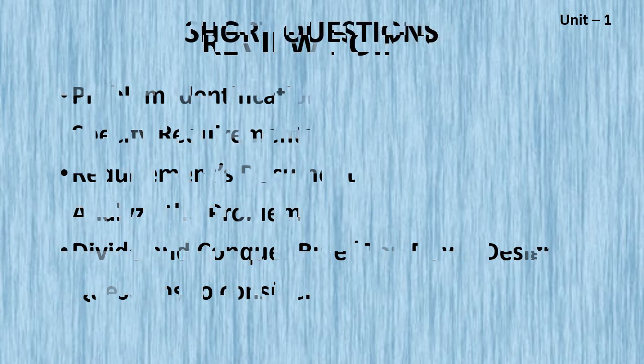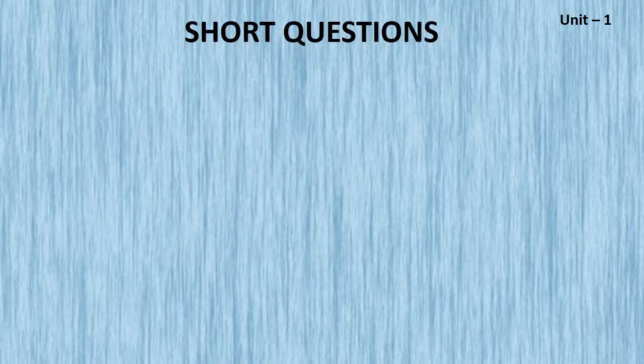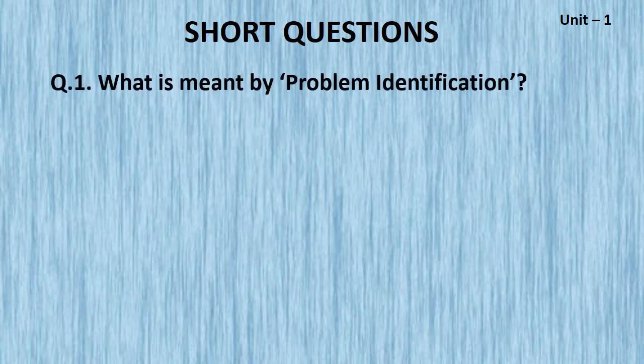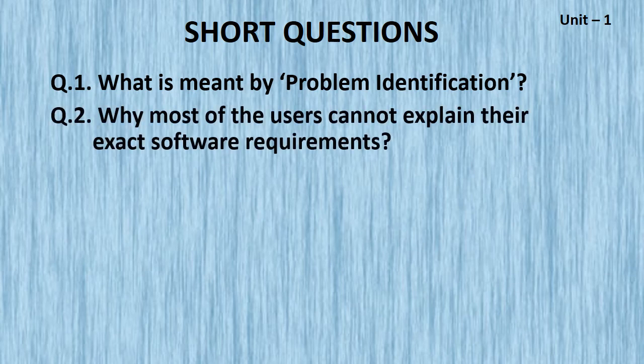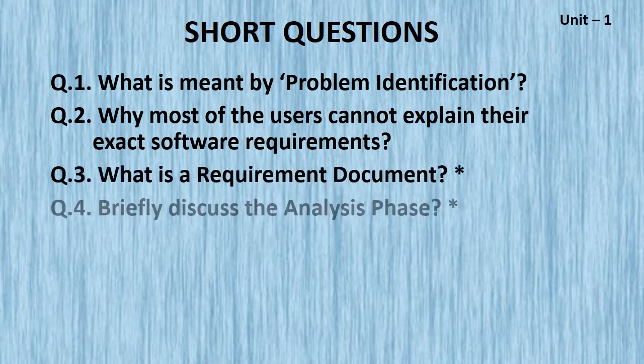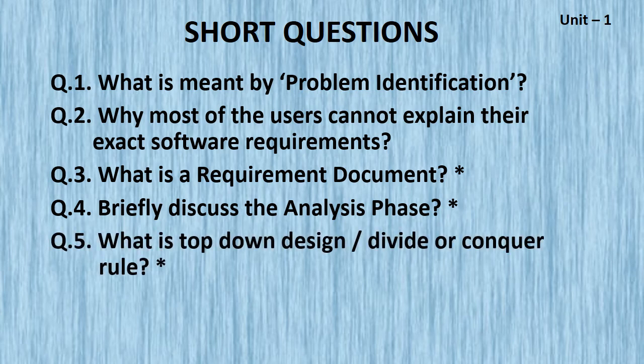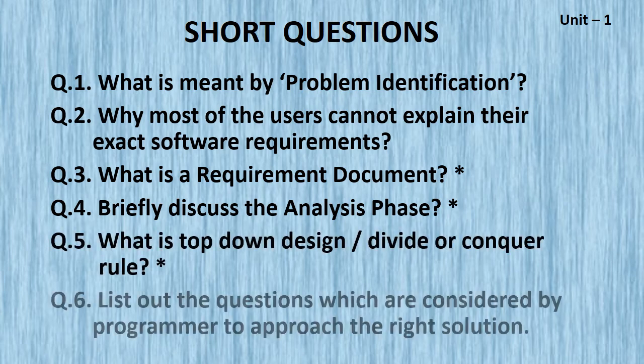The short questions from these topics are: What is meant by problem identification? Why most of the users cannot explain their exact software requirements? What is a requirement document? Briefly discuss the analysis phase. What is top-down design or divide-and-conquer rule? List out the questions which are considered by programmer to approach the right solution. The questions having asterisk or stars in the end are important questions. You will find all answers in the video.